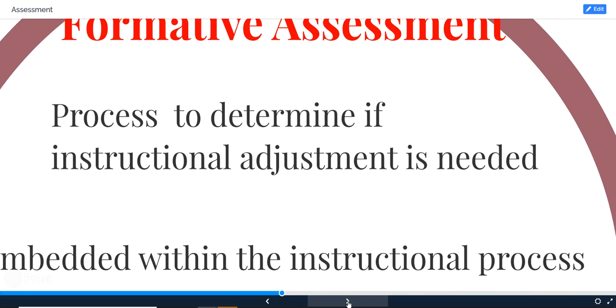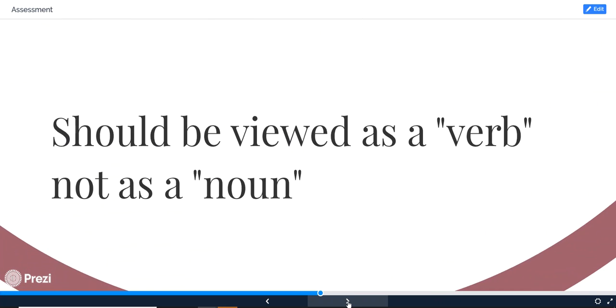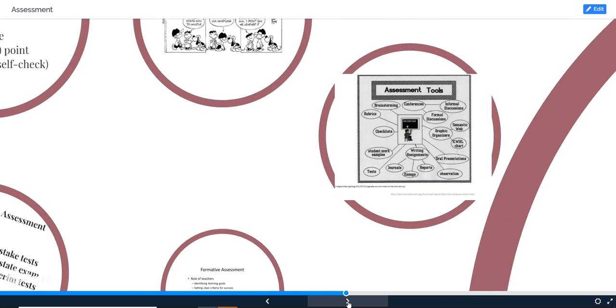So the formative assessment is a process to determine if instructional adjustment is needed, embedded within the instructional process, also allows for timely adjustment and complements the instruction. Always start with a verb, not a noun. So the objectives, the goal, and the standards, it is constantly changing. So the targeted instruction, informed teachers, data analysis, respond to data, which is the formative adjustment.